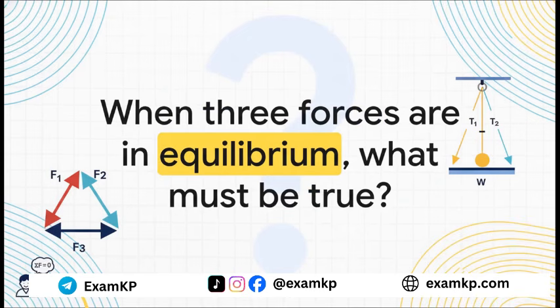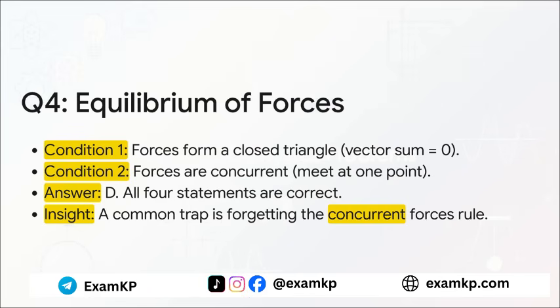Well, for this to happen, there are 2 non-negotiable rules. Rule number 1, the forces have to cancel each other out completely. If you draw them as vectors, head to tail, they have to form a perfect closed triangle, no gaps. Rule number 2, their lines of action must all meet at a single point. They have to be concurrent.